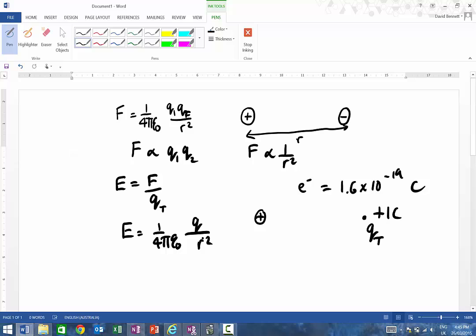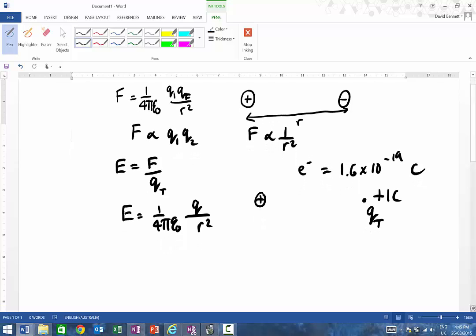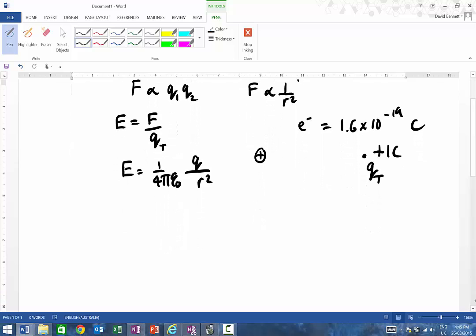So if they say to you, what is the electric field near a point charge, you simply work out how far away from the point charge you are, plug in the value of the charge itself, and you can work out the electric field strength. Now, as I tried to explain in class the other day, I'd like you to think of the electric field and the gravitational field as being very, very similar.